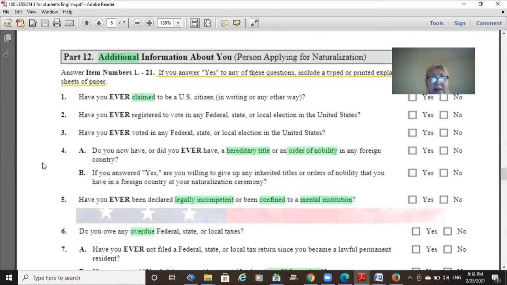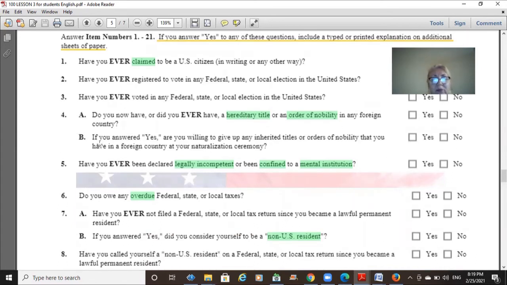So they are asking if you ever had a title in any other country that goes from parents to children, from generation to generation, and I give you simple examples of order of nobility: king, queen, prince, or princess. So if you ever had these titles, you would have to mark yes. If not, you mark no. Let's look at part B here.